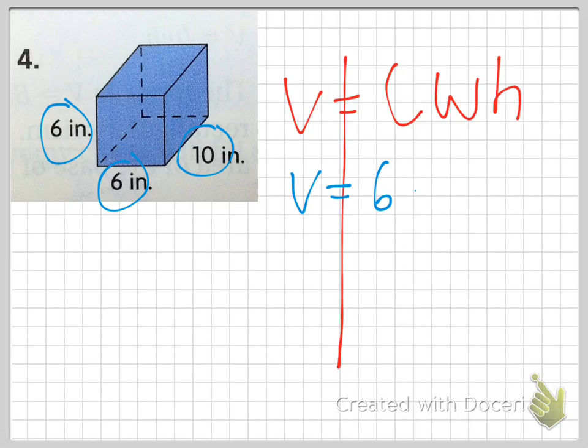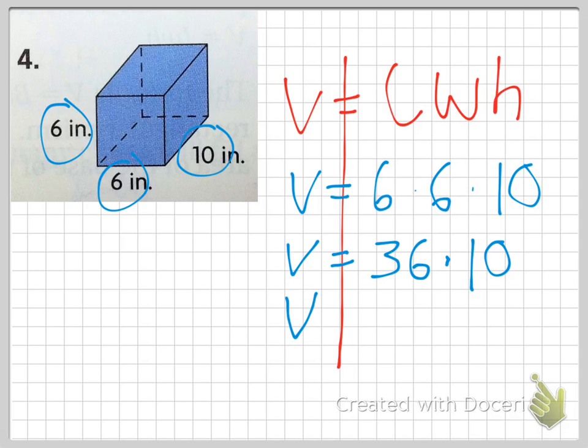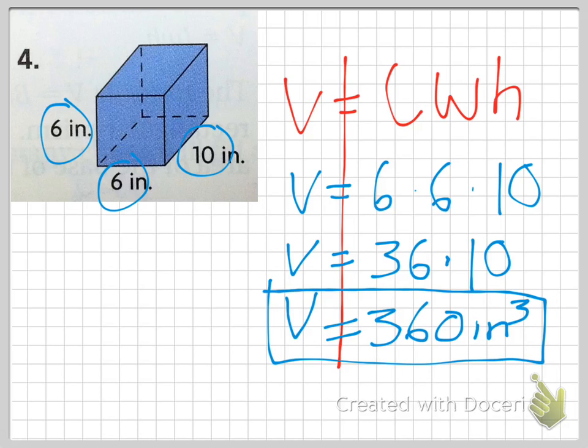6 times 10. Okay? Now, volume equals 36 times 10. 36 times 10 is going to give you 360. So this is 360 inches cubed. That is the volume of this rectangular prism. Pretty simple, right? Almost every problem is going to give you 3 different numbers, and you plug those in for the 3 numbers in the formula, and you're good to go.